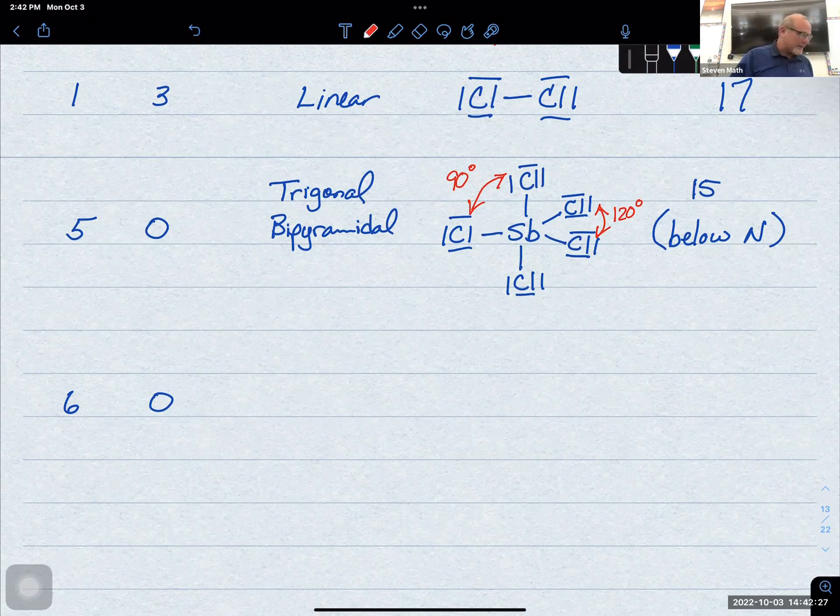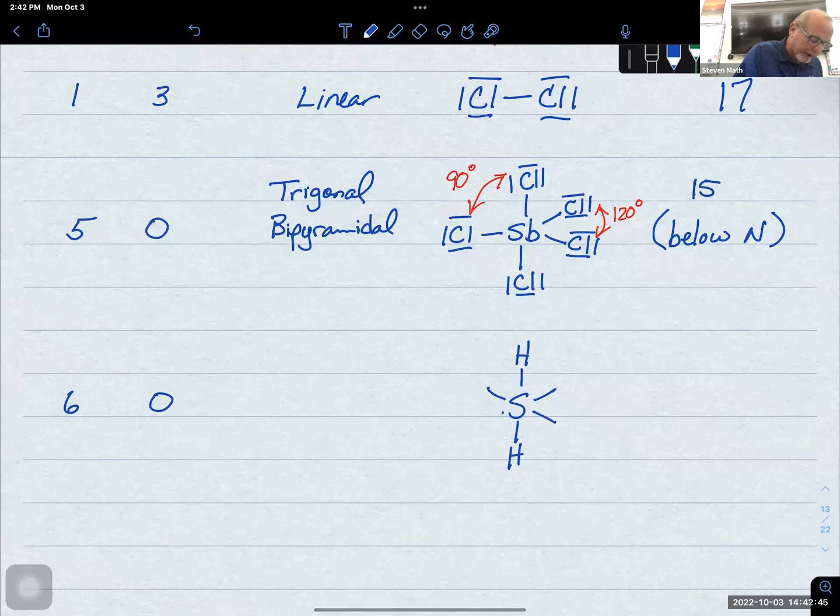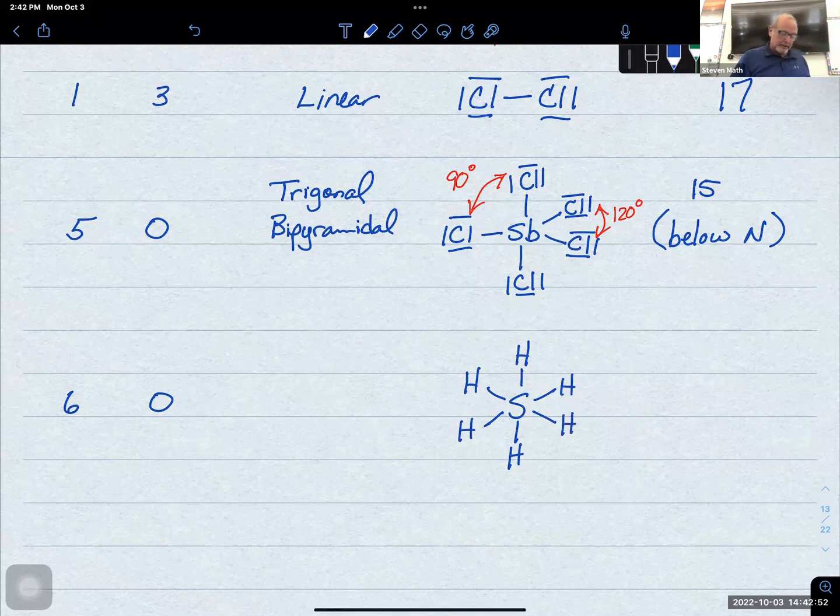Back to our 6 and 0. 6 and 0 is sulfur hexahydride. Hexa means 6. And now instead of 3 around the equator, we're going to put 4 around the equator. So now we have a bond angle to look at. We have North Pole to the equator. Well, that's already 90 degrees.